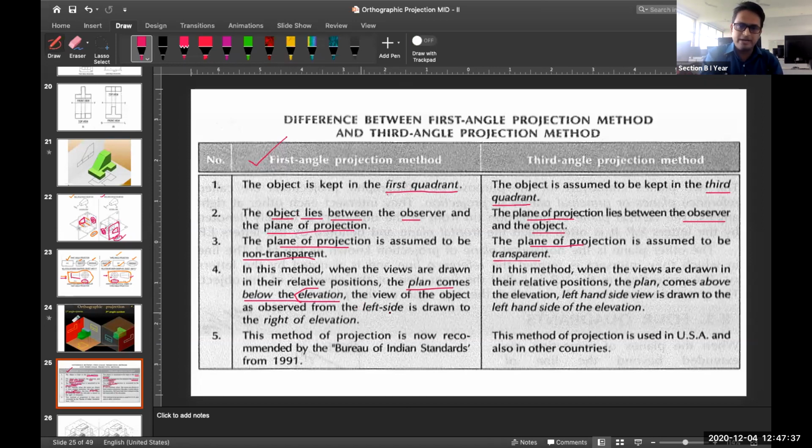Okay, and the left hand side view will come to the right of your elevation. Elevation means your front view. So this is your point number 4. Same reverse will be there for your third angle projection.